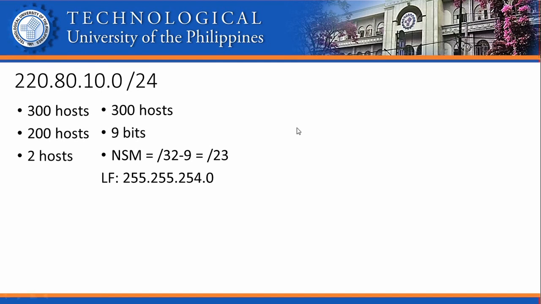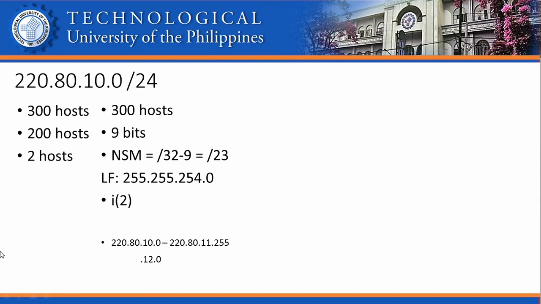The octet with the last value, so in the third octet, that is where we increment when we get the range. For our increment, where the last 1 is, in the last octet that has a value, that is our increment. Do you remember? Okay. So, we have an increment of 2. For our range, this will be the network address, 220.80.10.0. That's our network address. And for our broadcast address, it will be 220.80.11.255. So, where did we increment? In the third octet. So, our increment is by 2s.